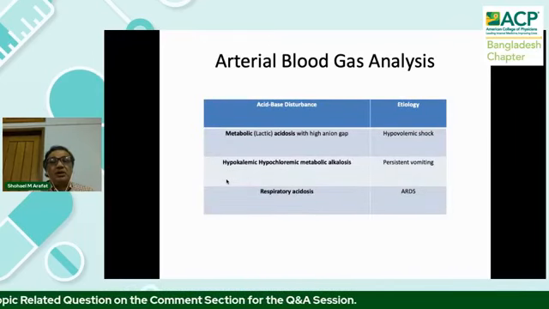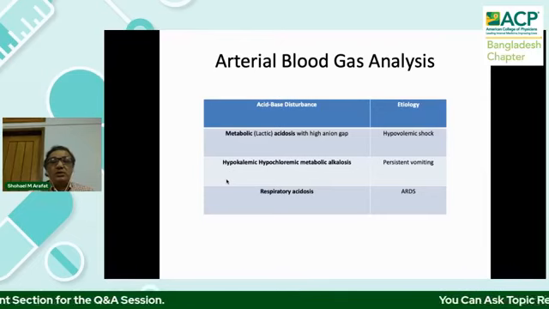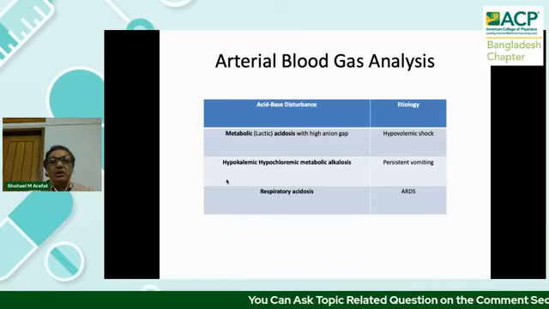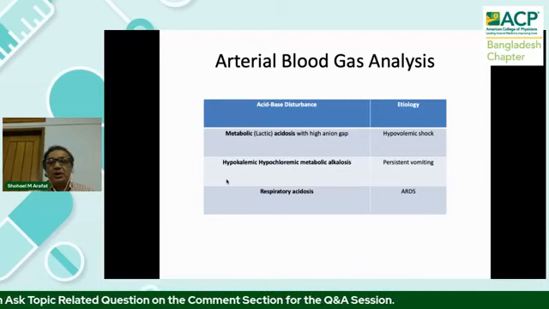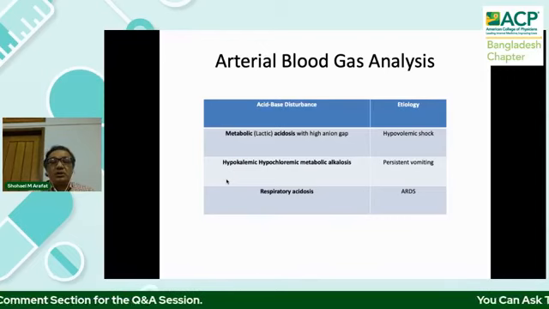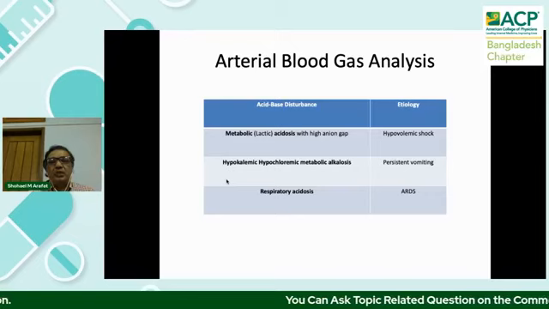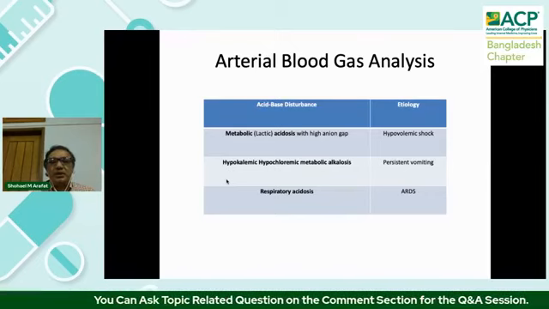Sometimes blood gas analysis is important. Here we can see different types of acid-base disorders, starting from metabolic acidosis with high anion gap, hypokalemic, hypochloremic metabolic alkalosis, and respiratory acidosis. So with all the causes of different types of pancreatitis, different acid-base disorders can develop in cases of acute pancreatitis.